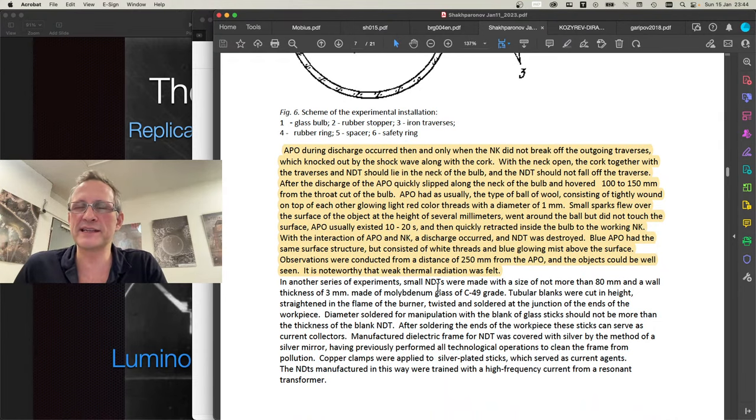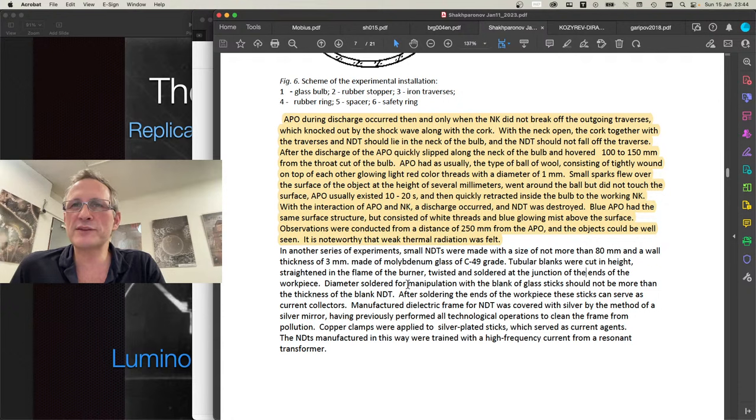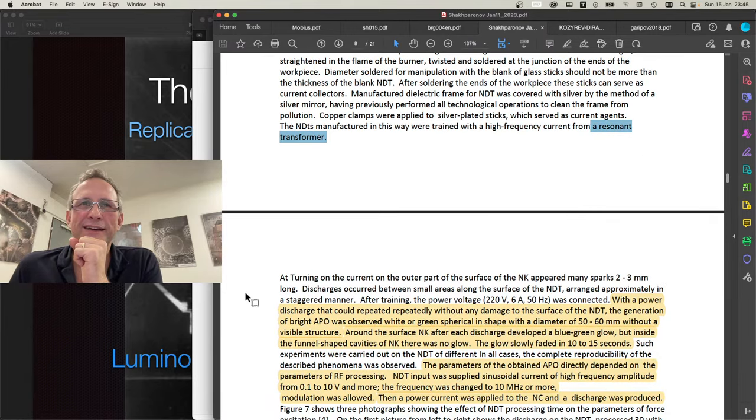In another series of experiments, small Möbius strips were made with a size of not more than 80 millimeters and a wall thickness of 3 millimeters, and they were made of molybdenum glass. Maybe these are non-destructive discharge tubes? Tubular blanks were cut in height, strengthened in the flame of a burner, twisted and soldered at the junction of the ends of the workpiece. The diameter was soldered for manipulation with a blank of glass sticks and should not be more than the thickness of the blank. Okay, so this is just showing another method, and they used a resonant transformer, so I'm not going to go into that.